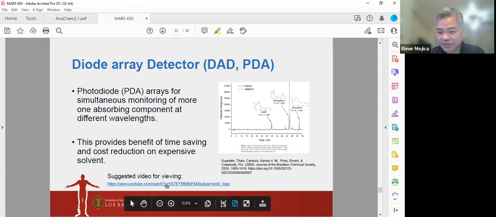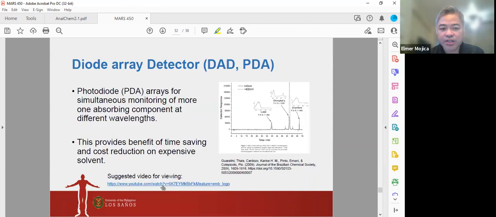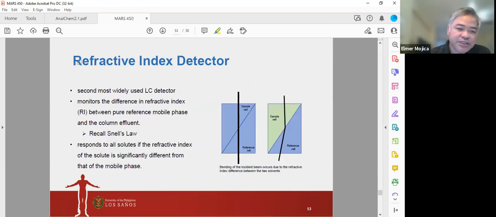And I would suggest you watch the video here to know more about the PDA or diode array detector. Now, the other one that we have is the second widely used detector in LC. That's the refractive index. In terms of the refractive index, it monitors the difference between the pure reference mobile phase and the column effluent.